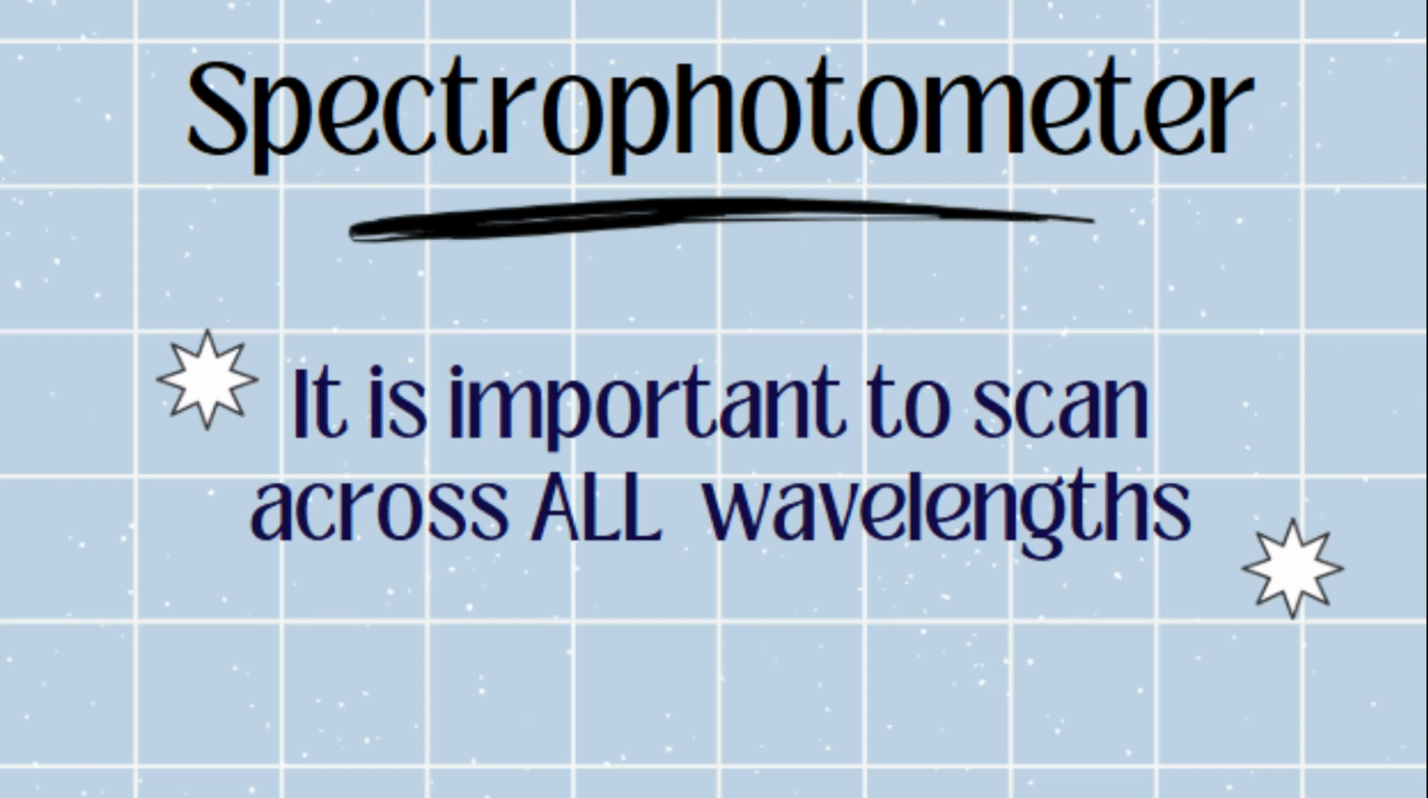Just a note, it is important to scan across all wavelengths instead of measuring just one. There are 2 main reasons for this. First, scanning the full range helps us find the lambda max. We're going to talk more about this later, but it's the wavelength at which a substance absorbs the most light.